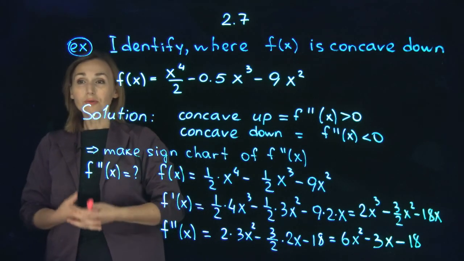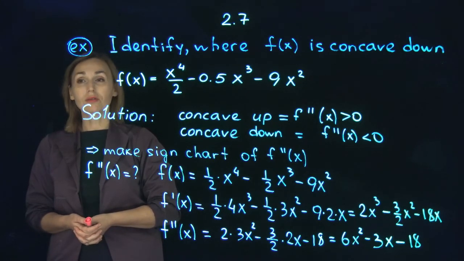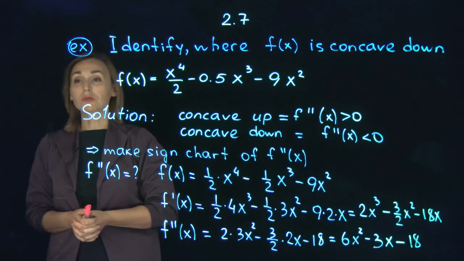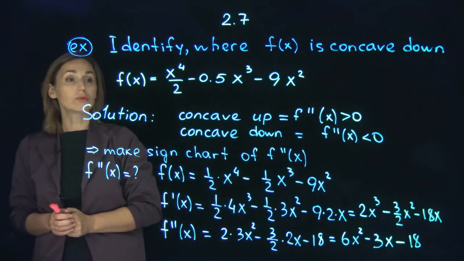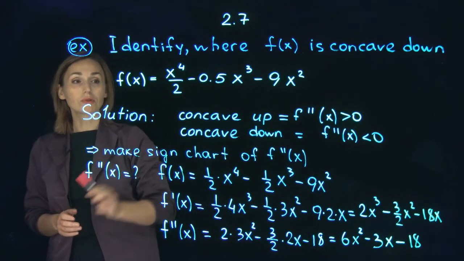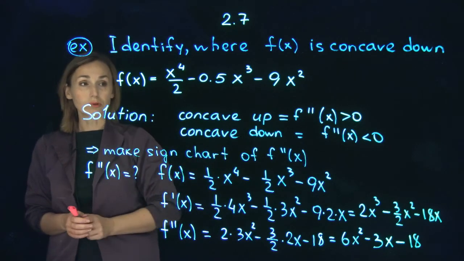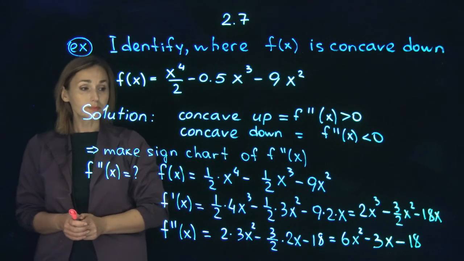So you need to know the signs of the second derivative. In other words, you make the sign chart for the second derivative of the function f(x). So rewrite f(x) in a form that is easy to differentiate. For example, x to the 4 over 2, I write as 1/2 times x to the 4. The coefficient 0.5 I also convert to 1/2.